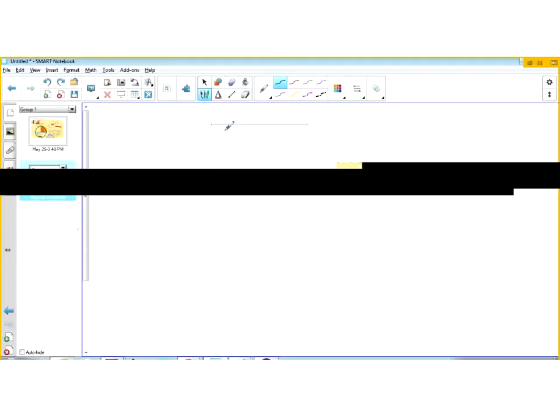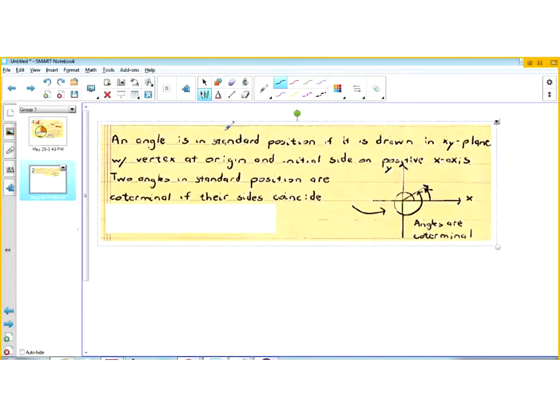All right, so some more terminology for you that I'll write up here on this whiteboard. We talk about an angle being in standard position. An angle is in standard position if it's drawn in the XY plane as shown in this illustration, with the vertex at the origin. For instance, consider this angle right here. Oops, that's not drawn very well, is it? I need to be more careful.